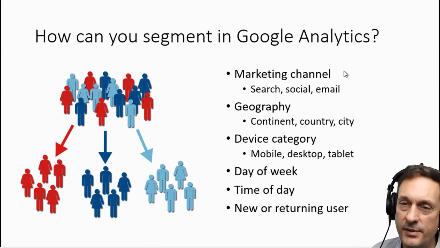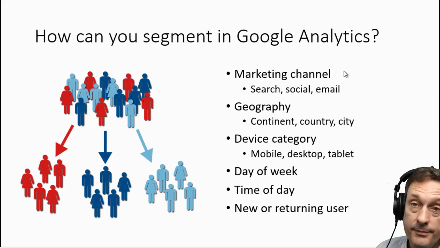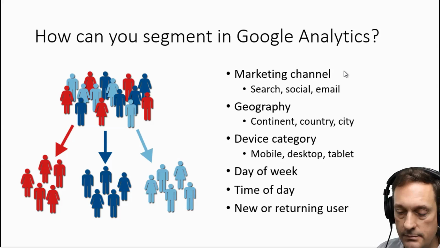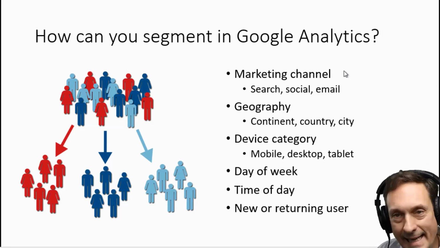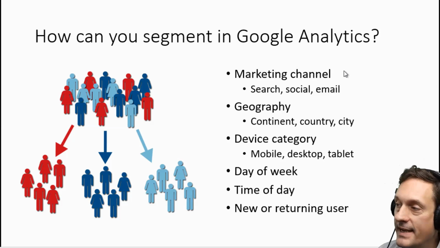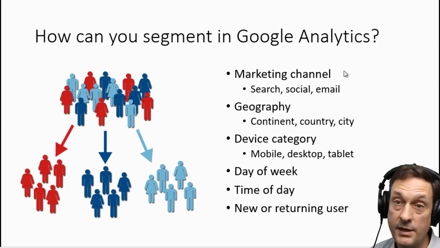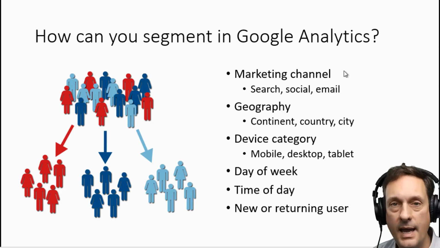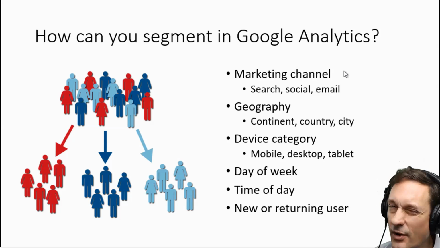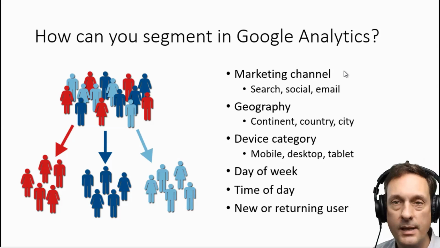We'll talk about channel separately because it's kind of its own little magic world of segmentation. You can do it on geography. If you have a multi-country business, you can easily look in Google Analytics at the performance of different countries against each other. Device category, we've seen that already, desktop, mobile. And day of week. Day of week is another dimension in Google Analytics. And I think this is a very good segment that most people don't consider: there are weekend people and weekday people.